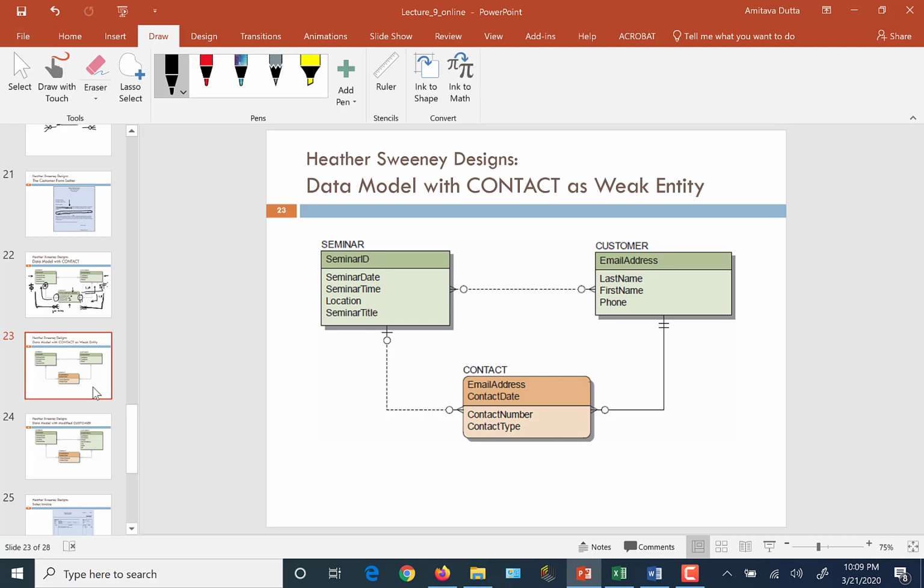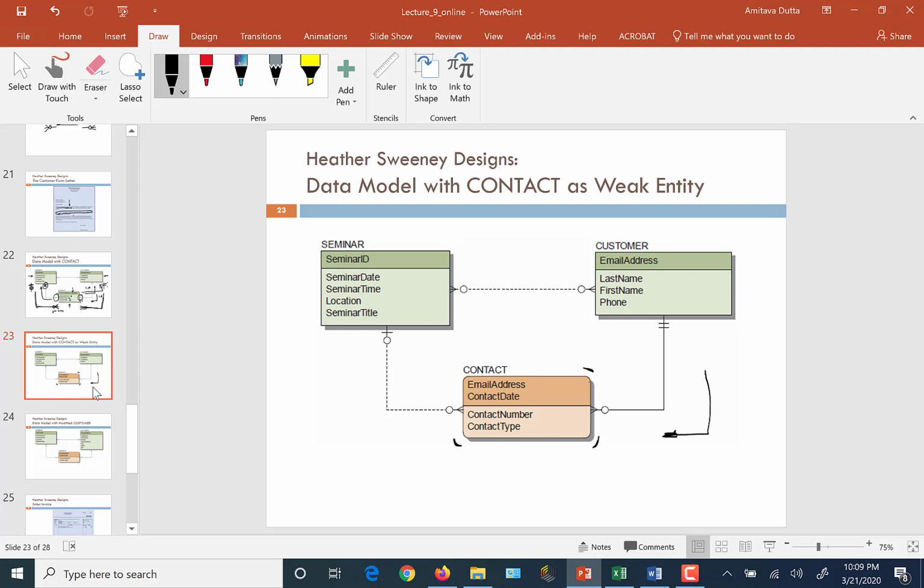We still have three entities: customer, seminar, and contact. But notice now that the contact entity has been drawn slightly differently. It is still rectangular, but the edges are rounded out, and you can see that one of the relationships is now drawn with a solid line.